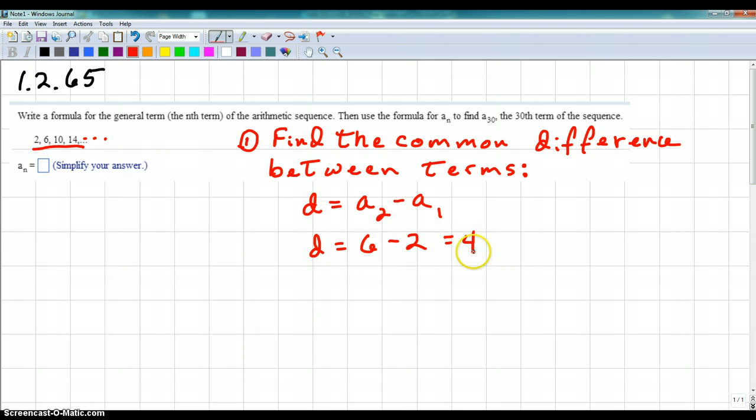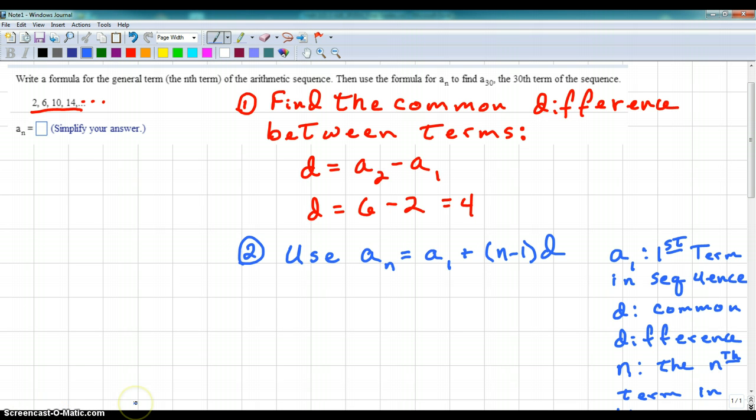And you may want to verify that you do, in fact, have an arithmetic sequence, which means that the first term you take and add some number to it to get the second term, and then you add that same number to the second term to get the third term. Since the common difference is 4 in this case, that's what we're going to use to find our formula.